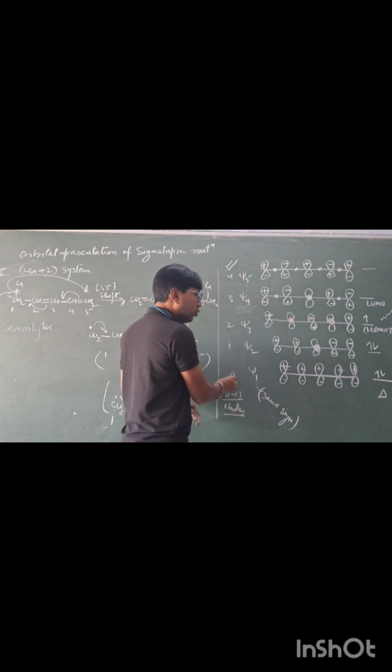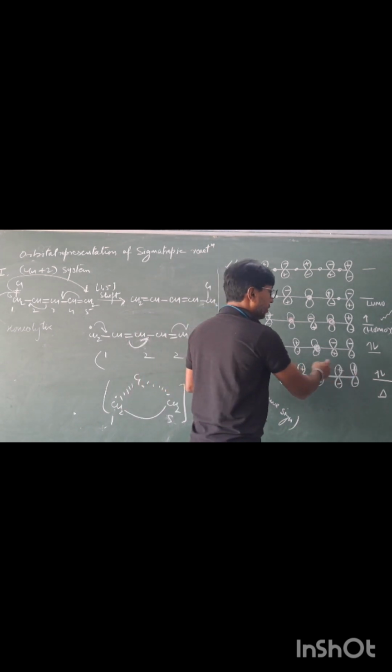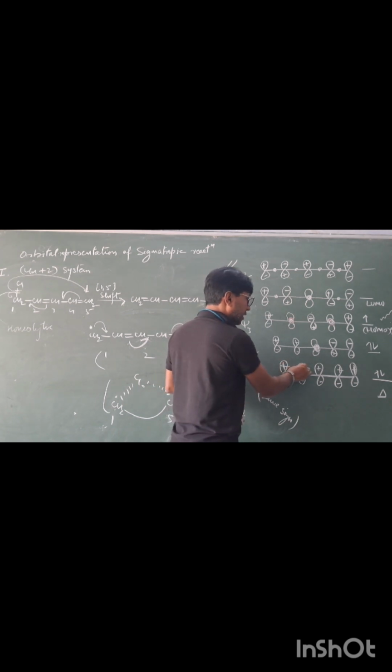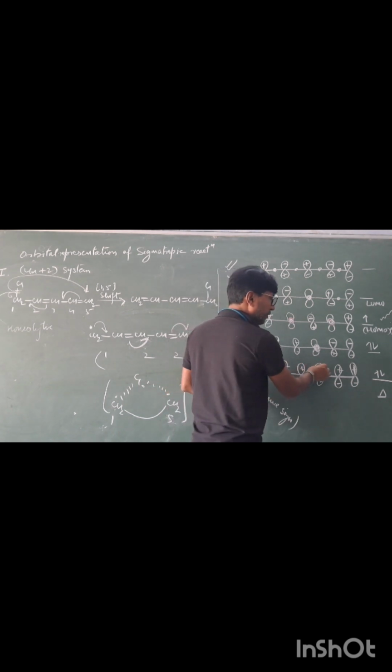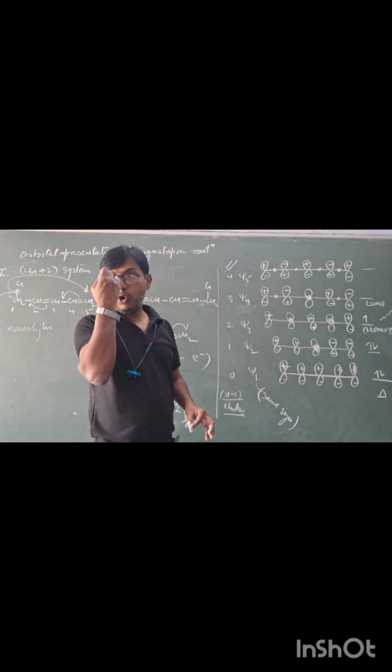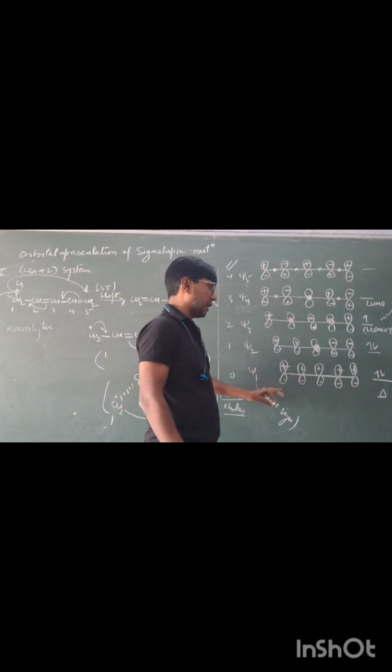Now since there are no nodes, there will be a bonding condition all the time. Therefore plus will have plus, a bonding condition. This plus should have a plus in bonding condition. So all the lobes above will have positive sign.